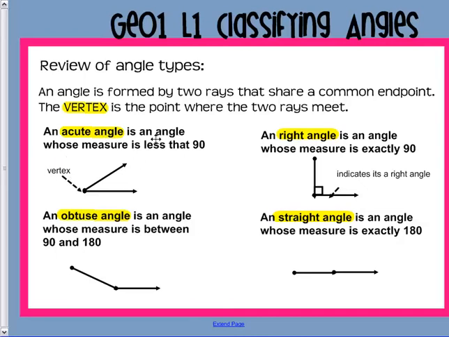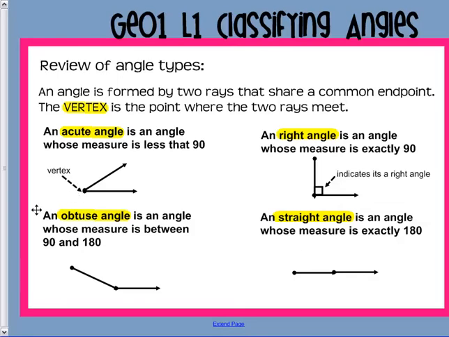An acute angle is an angle whose measure is less than 90 degrees. So anything that is smaller than 90 is an acute angle, while anything bigger than 90 but less than 180 is an obtuse angle. A right angle is exactly 90 degrees, and a straight angle is exactly 180.